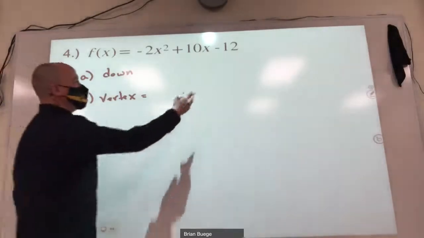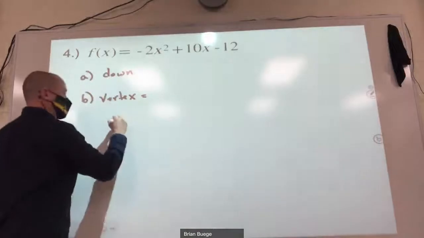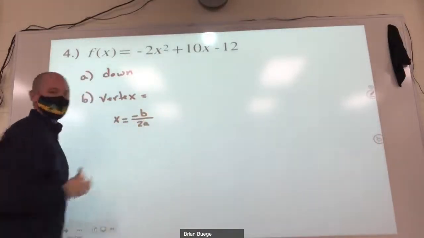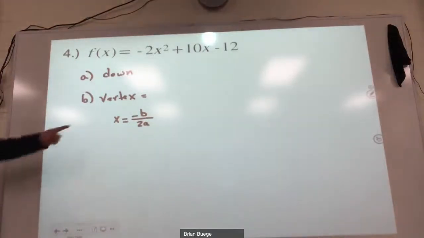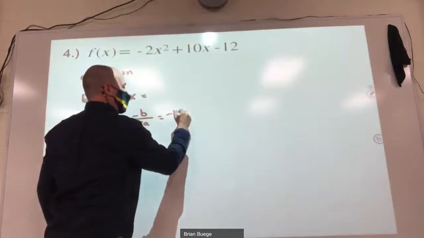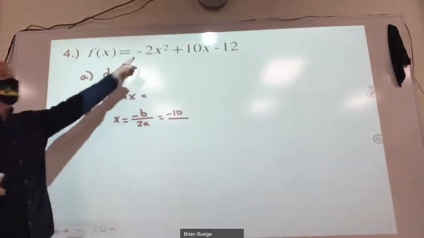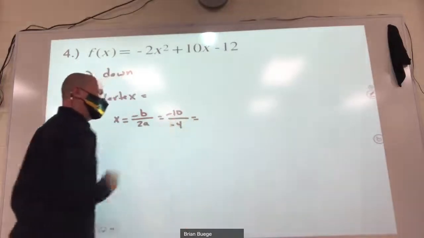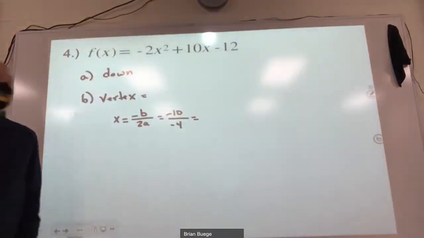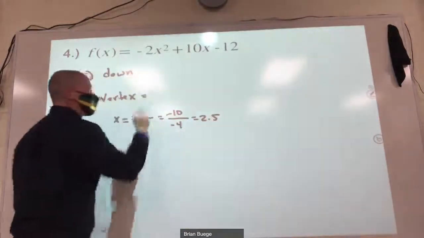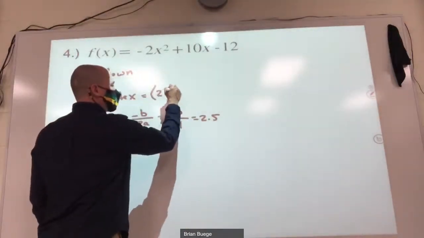So off to the side here, x equals the opposite of b over 2a. If we take a look, the opposite of b is negative 10. And if I double my a value, I get negative 4. Negative 10 divided by negative 4 is not the nicest thing in the world, but we do end up with 2.5. So the x coordinate of my vertex is 2.5.